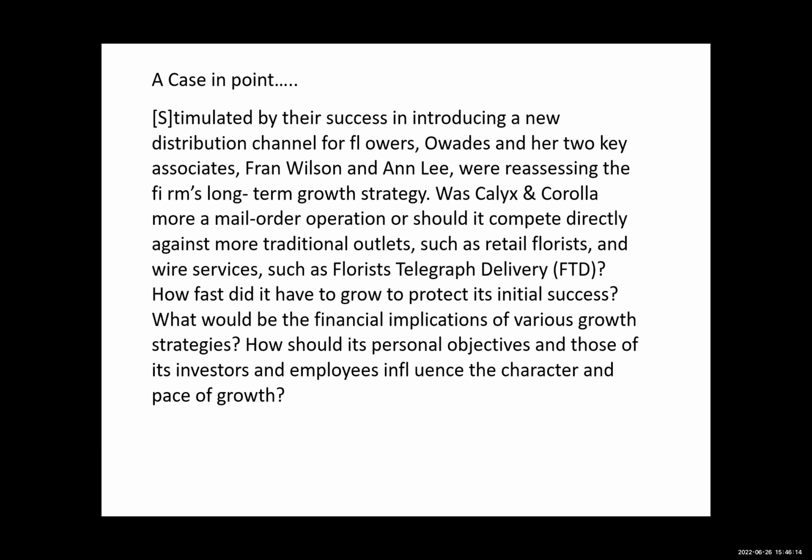So we want to assess the long-term growth strategy because we have had initial success as a distribution channel for flowers. Stimulated by their success in introducing a new distribution channel for flowers, they were assessing the long-term growth strategy. So when you want to change something, for all the key stakeholders in this, what is the effect on my employees? Maybe I need to retrain them, maybe I need to change them, maybe new employees have to come. Lot of impact on employees.